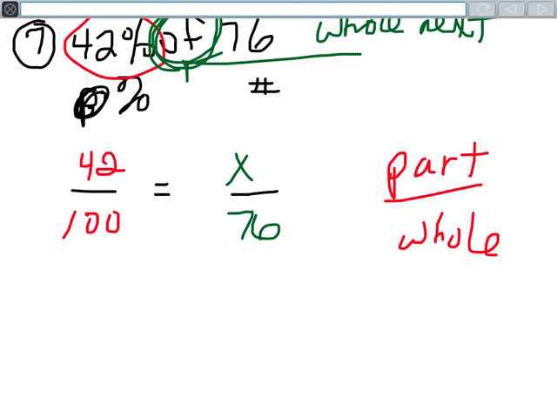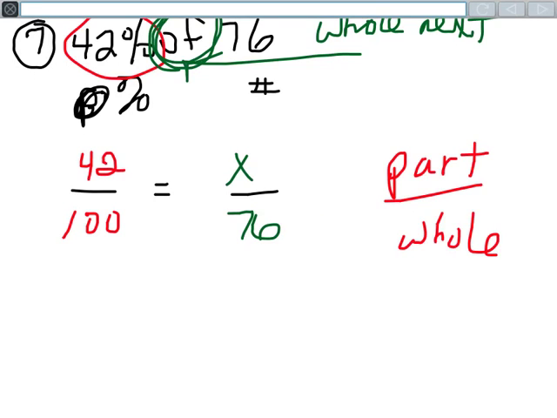Now, once I get it set up, most of the class knows how to do algebra. A few of you don't. So I'm just going to explain this for the few of you that don't, and then just hope that you catch up on the algebra part of this later. If we're going to cross, what we do is we cross multiply to solve. And that means we're just multiplying across the diagonals.